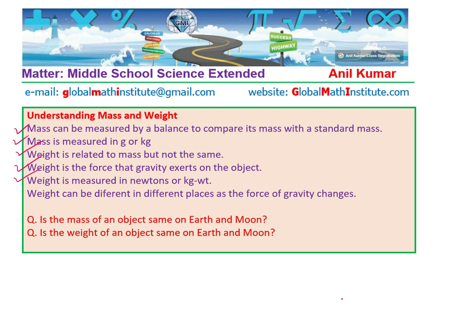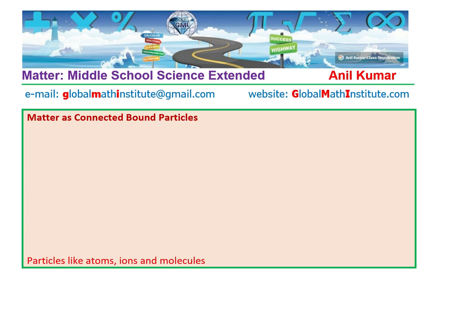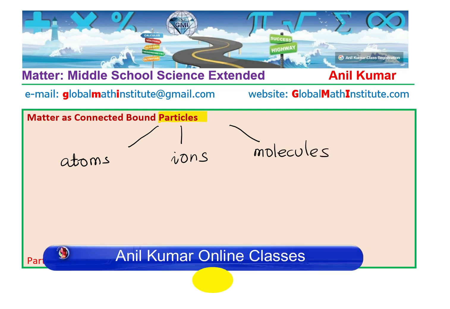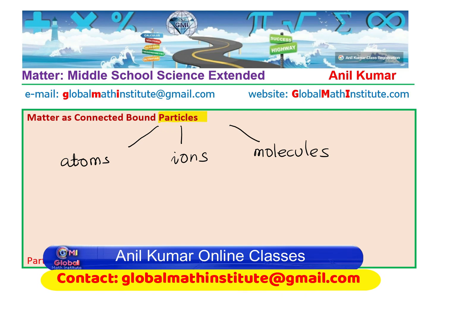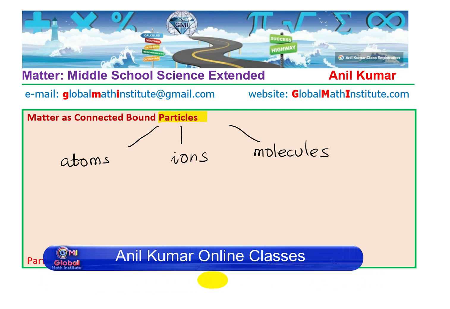Perfect. Now, the second point in our 9 points on what is matter was actually connected with particles. So, what are these particles? So, when we talked about particles, quite a few were listed: atoms, ions, and molecules. So, atoms, ions, and molecules. These are your new keywords. Let's try to understand them.